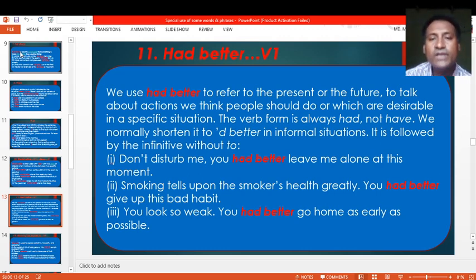Don't disturb me. You had better leave me alone at this moment. Had better is used in those sentences like should. Don't disturb me. You had better leave me alone at this moment. Smoking tells upon the smoker's health greatly. You had better give up this bad habit. You look so weak. You had better go home as early as possible. Hope that these examples will help you understand the phrase had better.